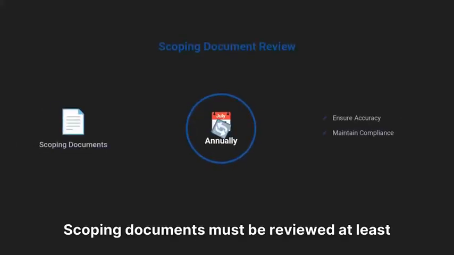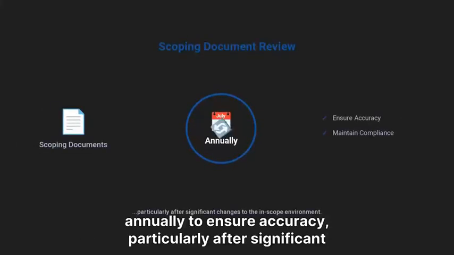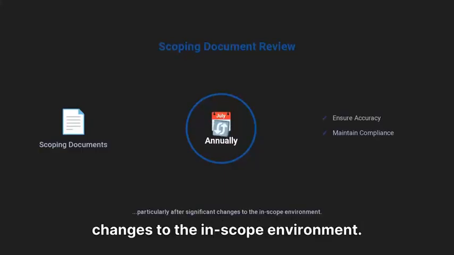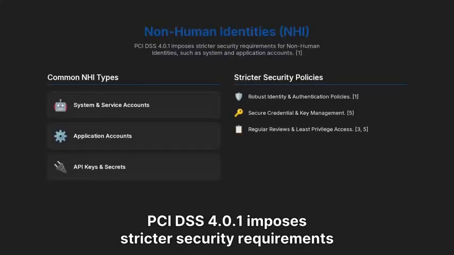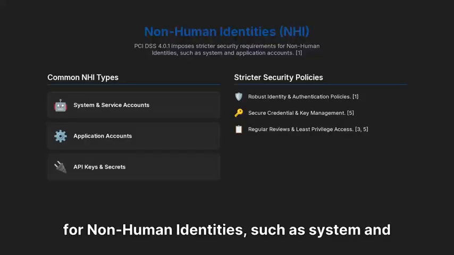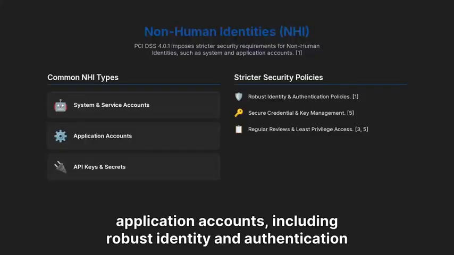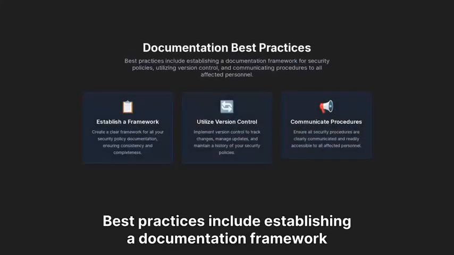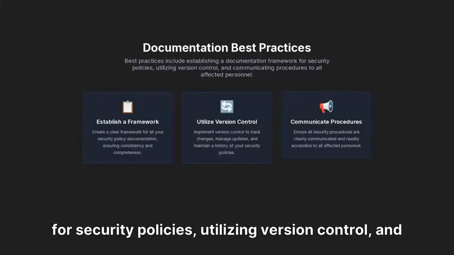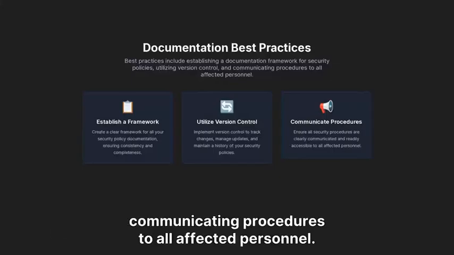Scoping documents must be reviewed at least annually to ensure accuracy, particularly after significant changes to the in-scope environment. PCI DSS 4.0.1 imposes stricter security requirements for non-human identities, such as system and application accounts, including robust identity and authentication policies.